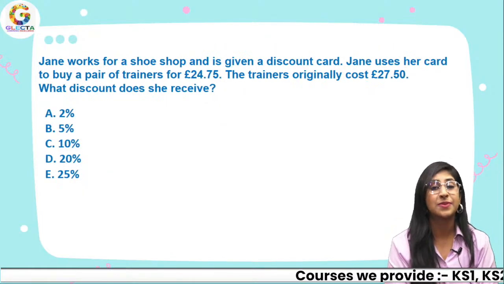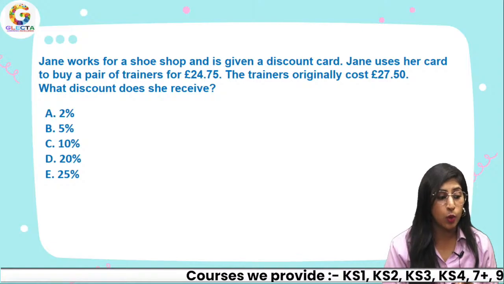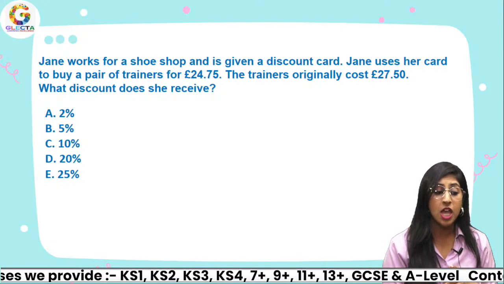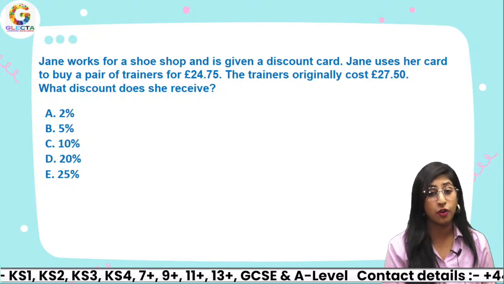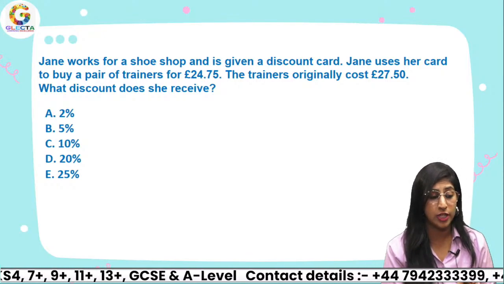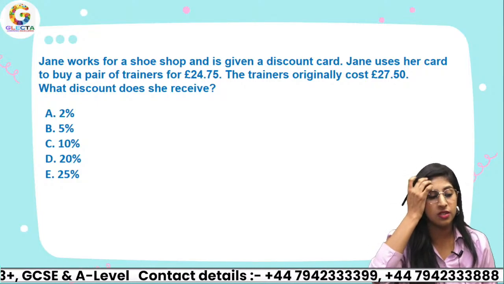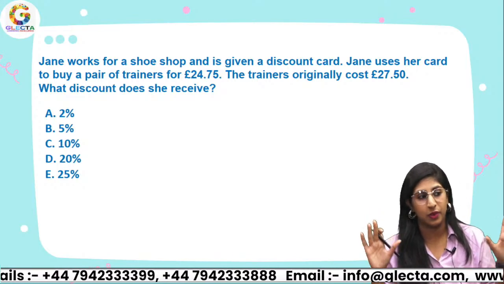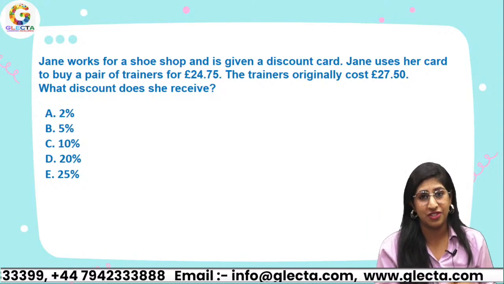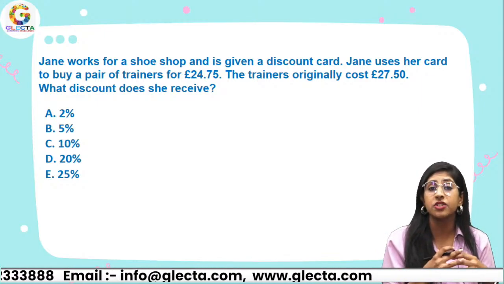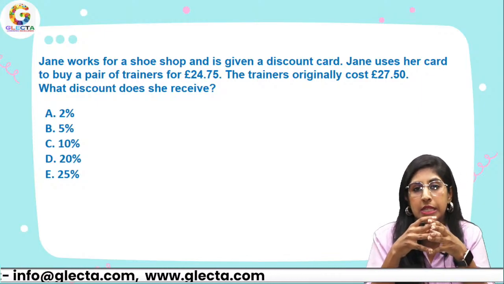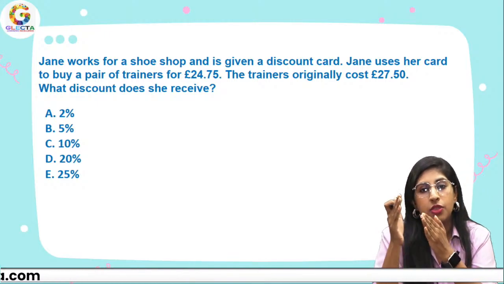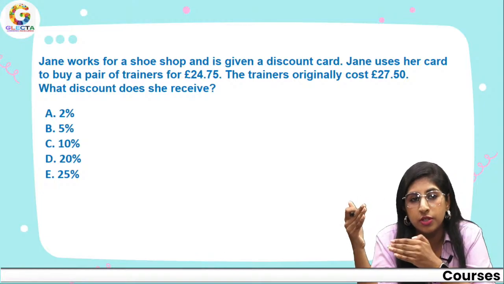All right, let's move on to the next one. Jane works for a shoe shop and is given a discount card. Jane uses her card to buy a pair of trainers for £24.75, and the trainers originally cost £27.50. I love discounts, by the way. What discount does she receive? So whenever we are getting a discount, you need to see the difference between the original price and the price that you're paying after the discount.